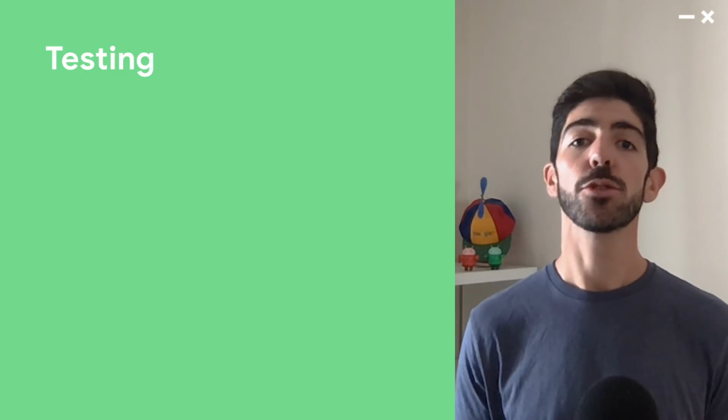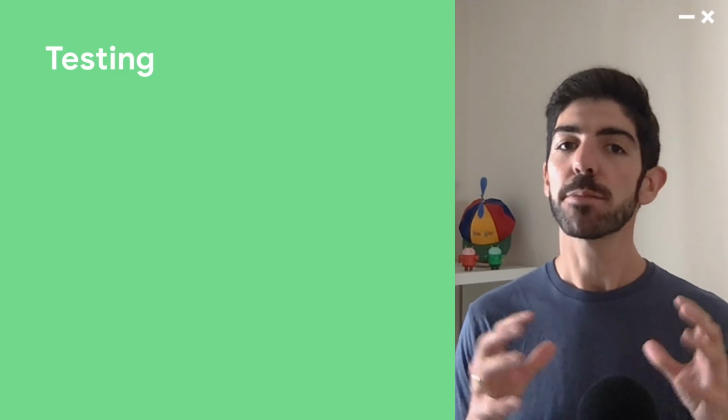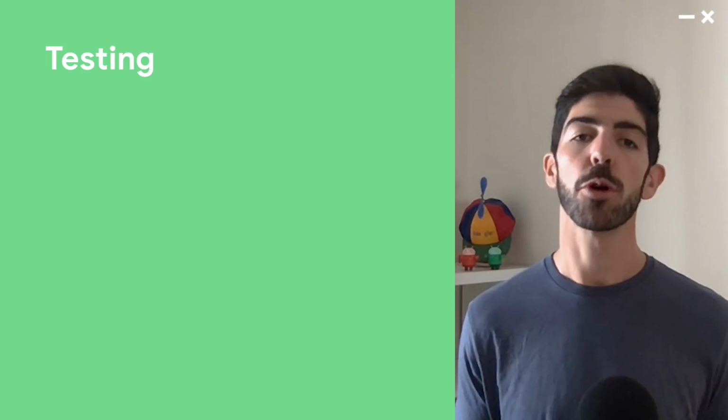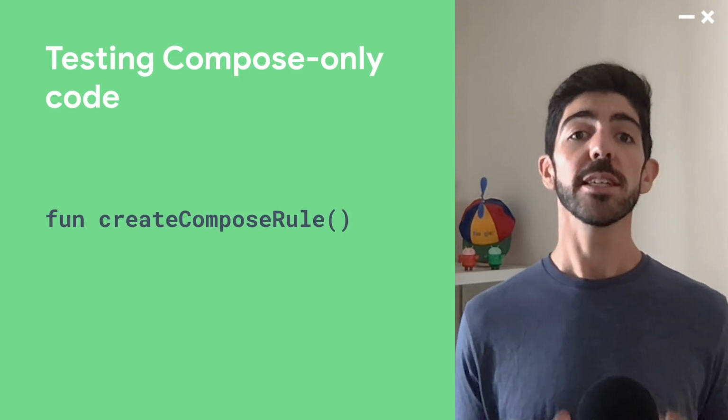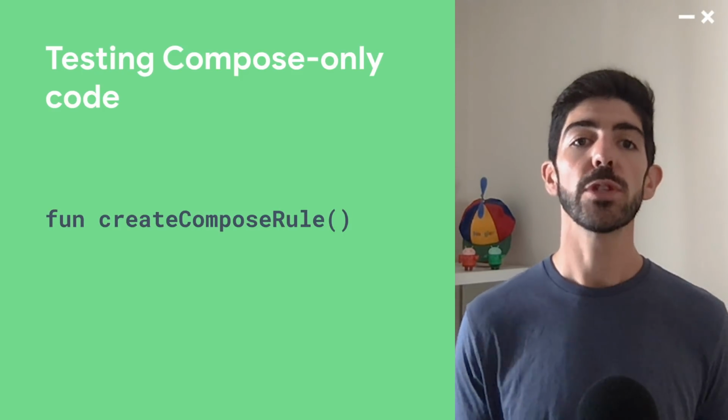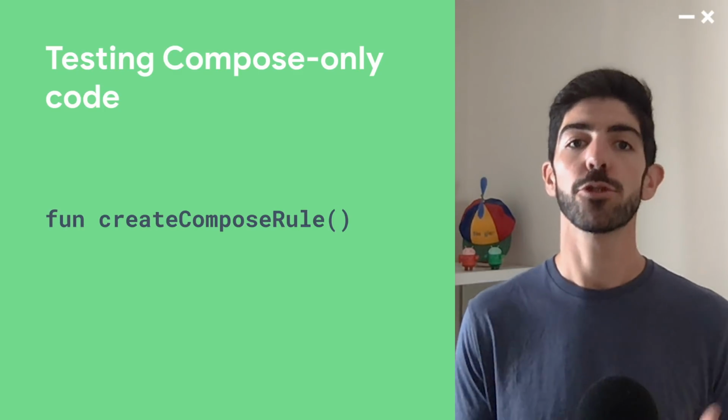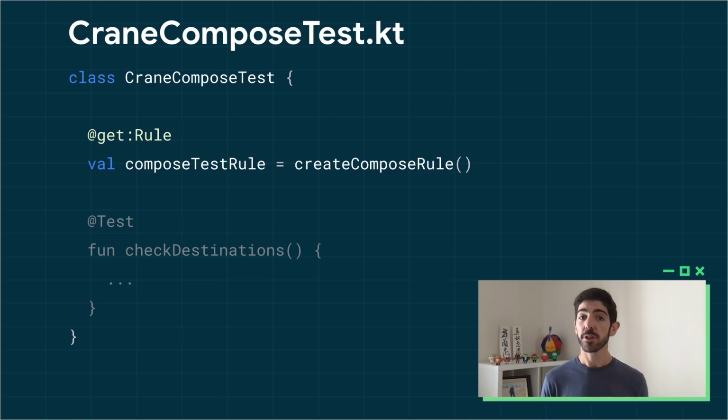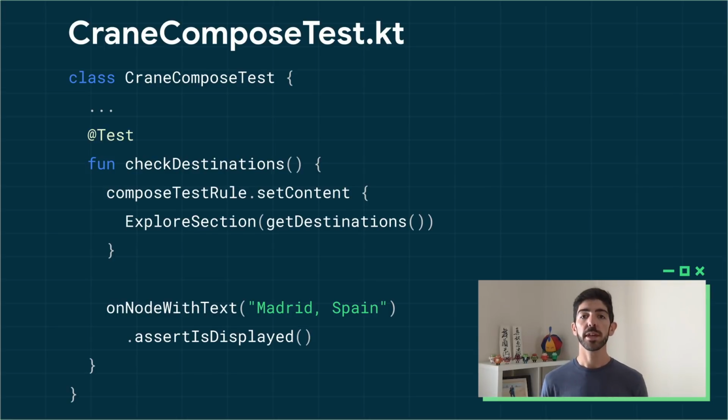When making changes to your UI, testing is indispensable to verify that you haven't broken your app. To test Compose-only code, you can use the createComposeRule in your instrumentation tests. Your test must contain it. This rule handles all the synchronization for us and sets up the content so you don't have to care about activities or views.